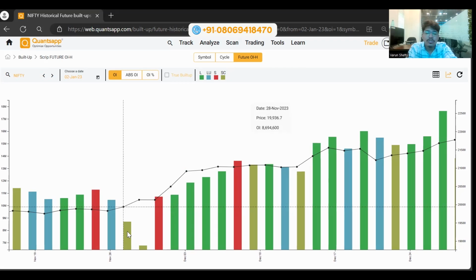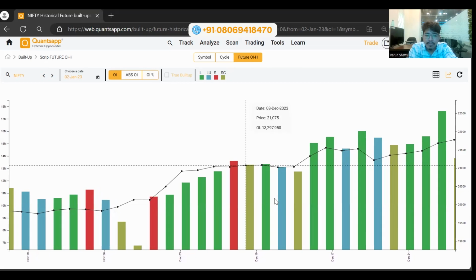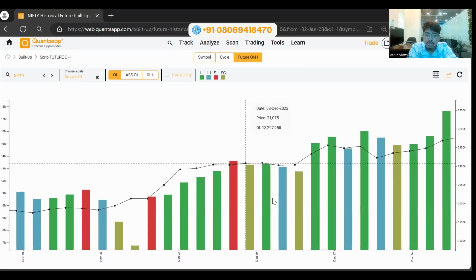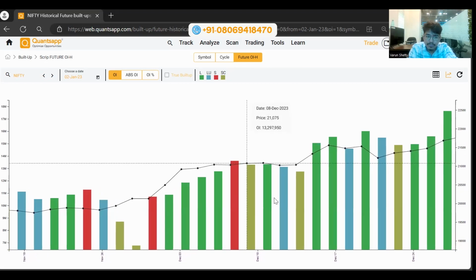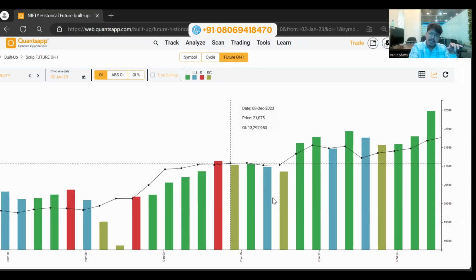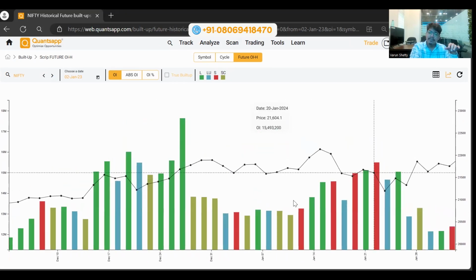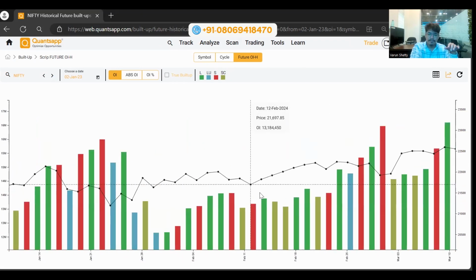Now, if you look closely here, if I just show you this data, what colors do you see predominantly? I can see green and blue, which are predominant here. That means the long and long unwinding cycle is actually here. That is why you can see that the price is moving up, and price continued to move up even after this. There were some dips, but after that you can see that the price has moved up.